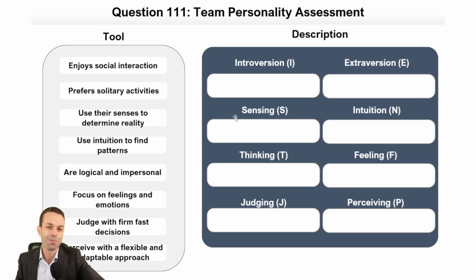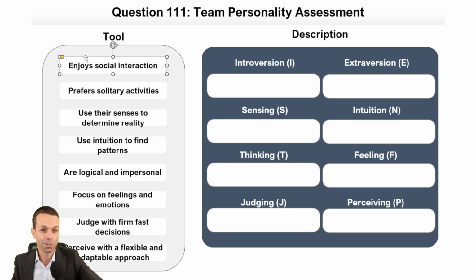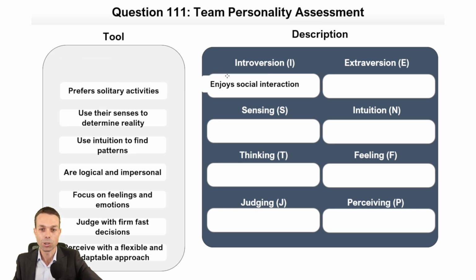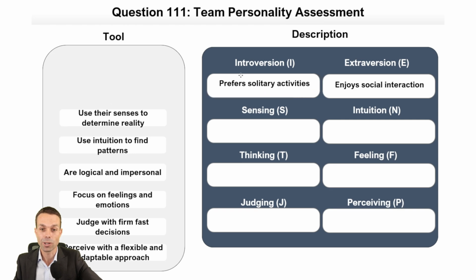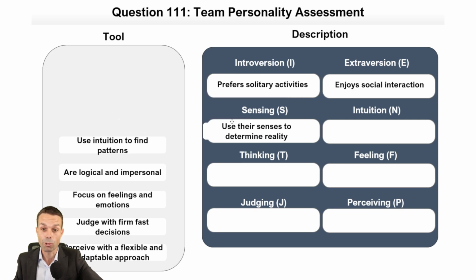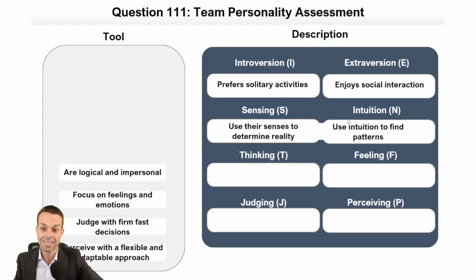And it's around the Myers-Briggs. It's just another Myers-Briggs one, just in case you get this on the exam. And it'll give us some nice tips because enjoying social interaction, that's our extrovert. If we're solitary, that's our introvert. If we're using senses to determine reality and the reality of the situation, that's sensing. If we're using our intuition to find patterns, that's intuition or N.